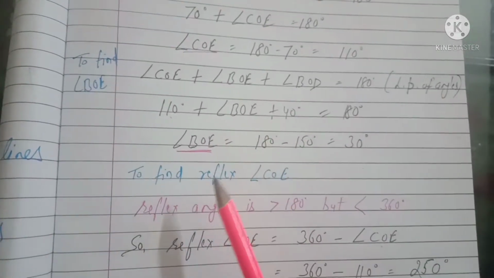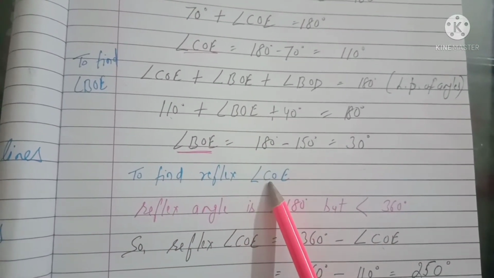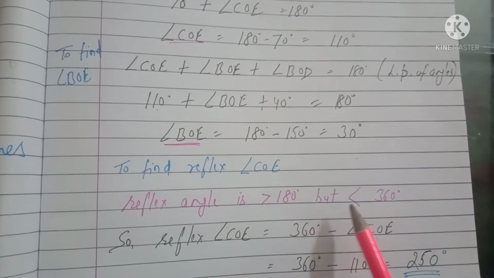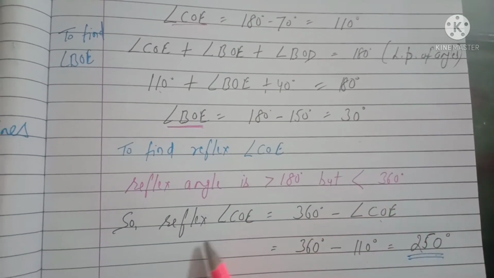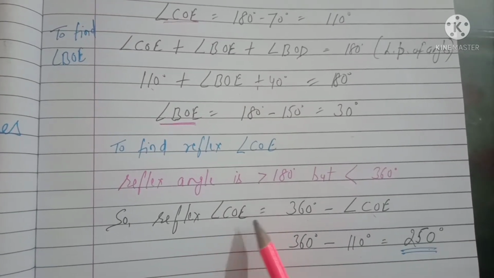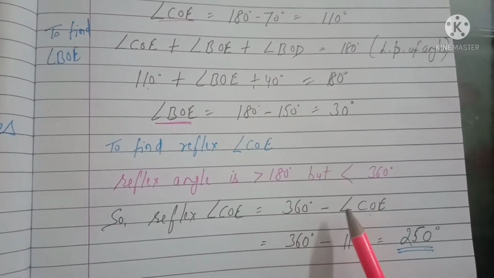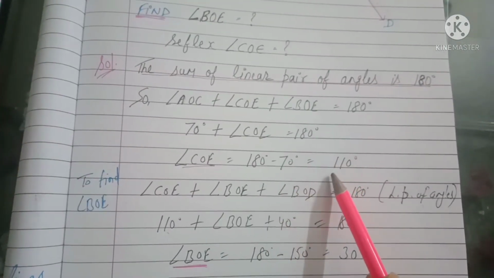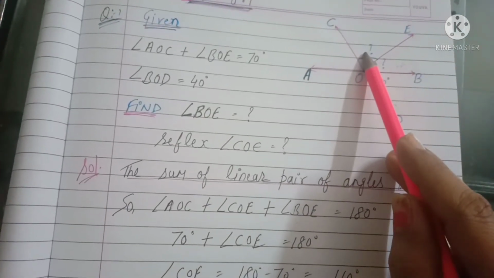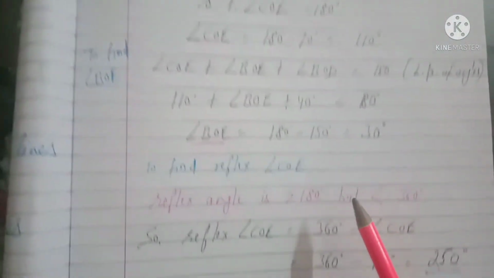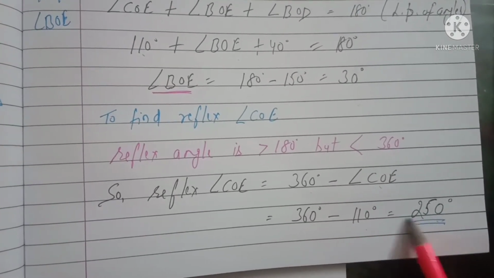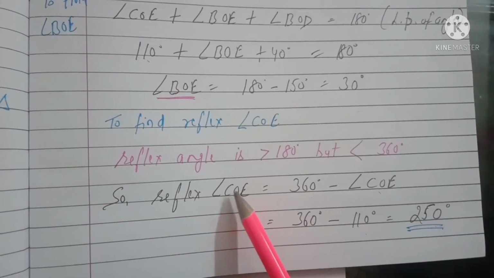Now to find reflex angle COE. Reflex angle is greater than 180 degrees but less than 360 degrees. So reflex angle COE is equal to 360 degrees minus angle COE. Here angle COE is 110 degrees. Now 360 minus 110 is 250 degrees, which is reflex angle COE.